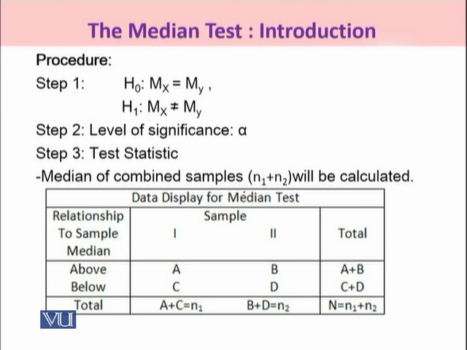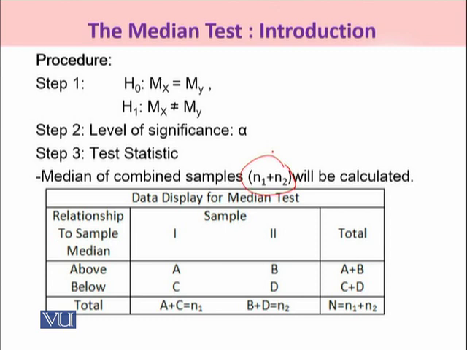Now students, as we were talking about two independent samples, in independent samples you first have to combine those samples to form one single sample, and after you have combined the two samples and arranged those sample observations from the smallest value to the largest value, you have to calculate the median from it. So that means the median of the combined sample of n1 plus n2 is to be calculated.